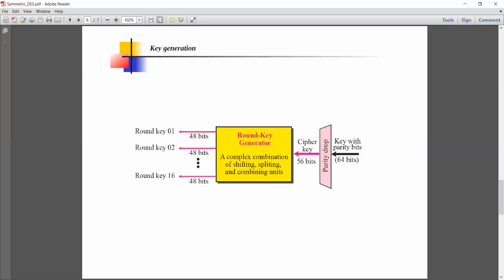Look at this: round key 01, round key 02, up to round key 16, and this is the round key generator function. And here the 56-bit cipher key is there, and after that it processes the 64-bit plain text into ciphertext. So that is the general structure, the general pictorial diagram to represent the DES algorithm. For the details, you have to go through the notes. And with that, the DES algorithm is completed here.